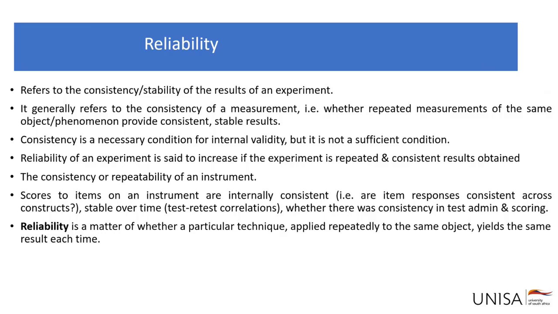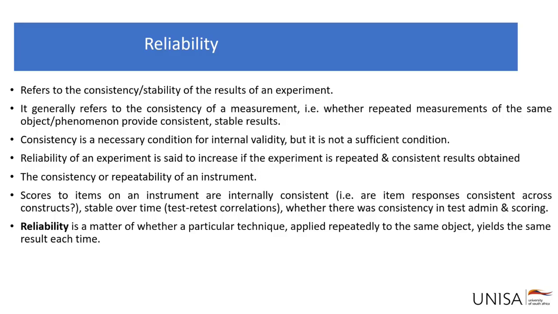So every day you see people going to the Gautrain at a certain time. You need to know they are going at a certain time. Every day you measure that. You need to then be able to say you are not measuring the fact that they are going to the Gautrain. That's reliability, when you see it consistently happening. So consistency or stability of the results of an experiment means reliability.